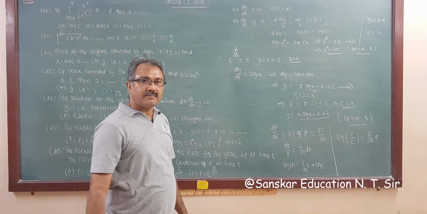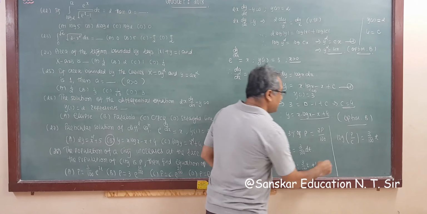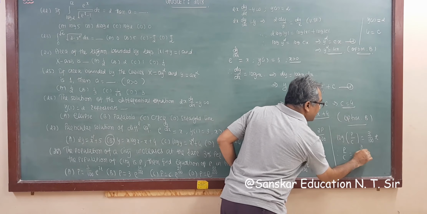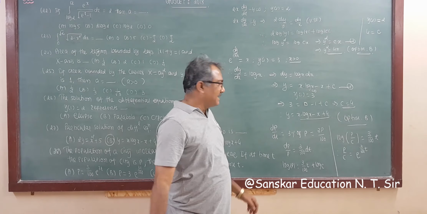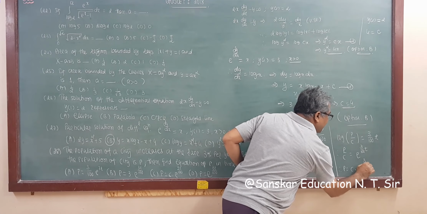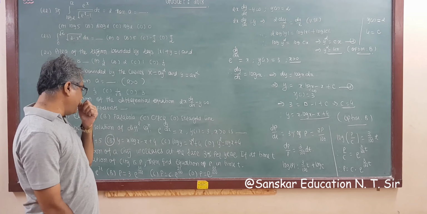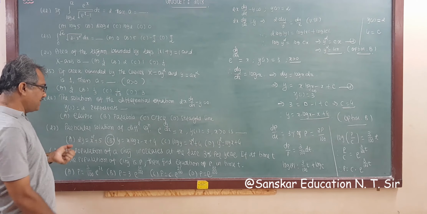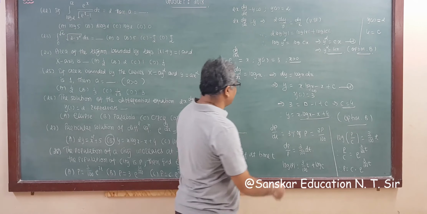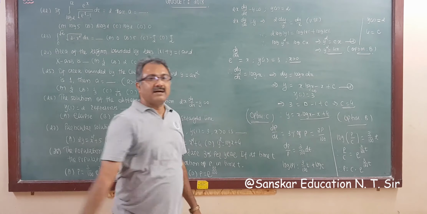This we get. We have to find out function of p in time t, right? That is p by c is equal to e raised to 3 by 100 into t. That is p is equal to c into e raised to 3 by 100 t. So option C has only c, otherwise no option has c. So your option C is the correct answer, right?